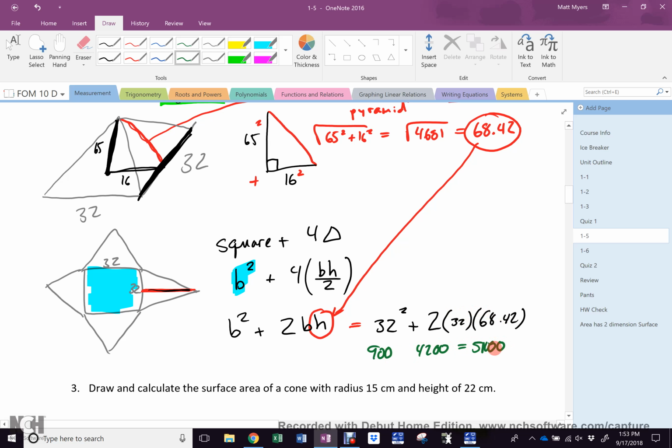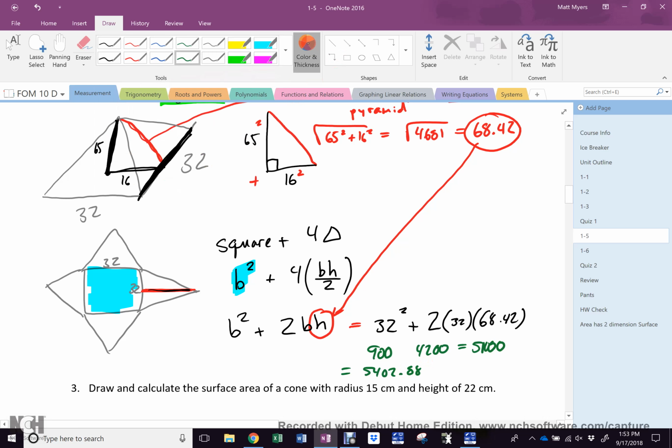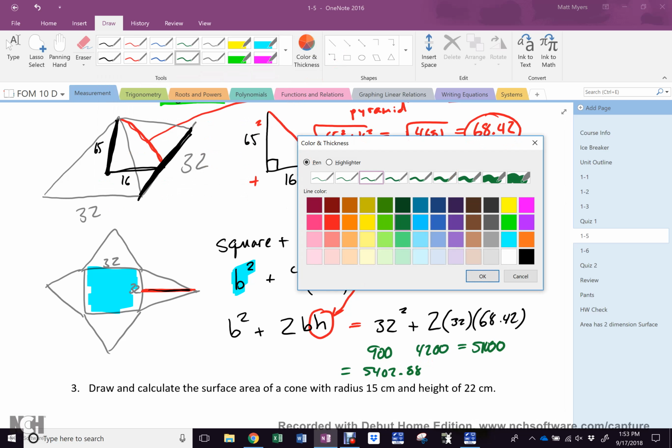Now go to your calculator. 5,402 point what? 88. One second to estimate, guaranteed you're right. Everybody cool? Now, I'm going to give you a warning here, and I'm going to write it in a color I never ever use. I'm going to choose a color so it's so important that you will never forget it. Bright pink.